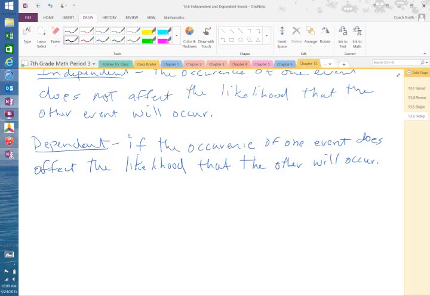Independent events are those events. First of all, you have to have more than one event. There has to be more than one event for an independent or dependent event to happen. An independent event is one that can occur, and it doesn't matter.